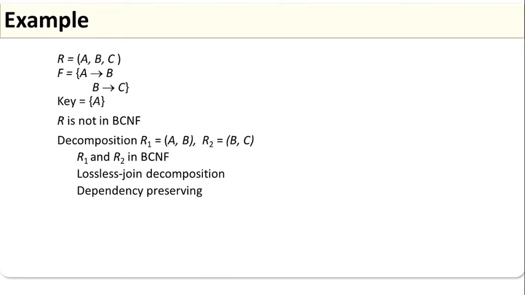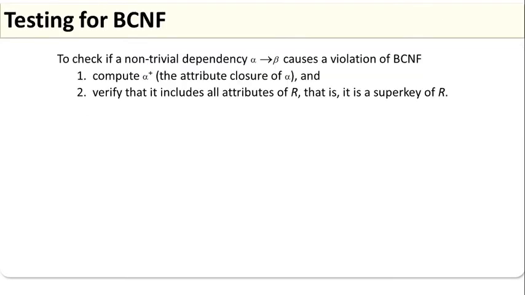For example, here is an example: A determines B, B determines C. Then A can be a transitive dependency. It is not in BCNF. A decomposition like R1 and R2 can take place. That is, R1 and R2 together can form a BCNF, lossless join decomposition with dependency preservation.